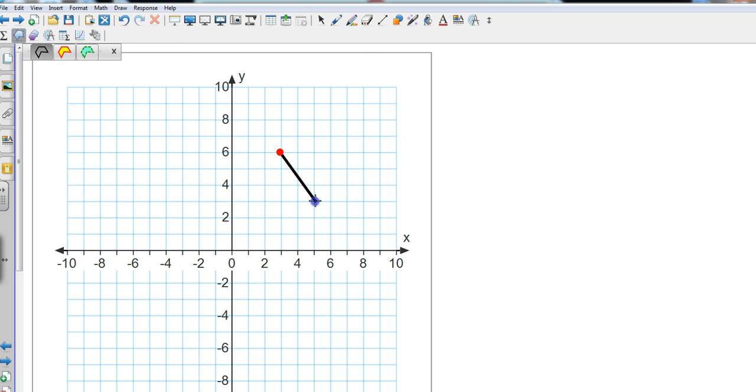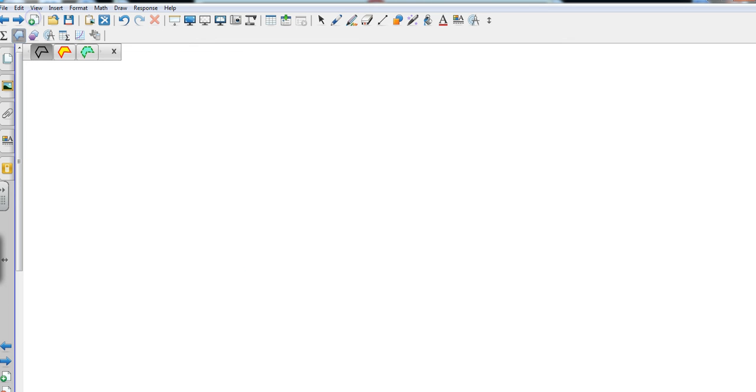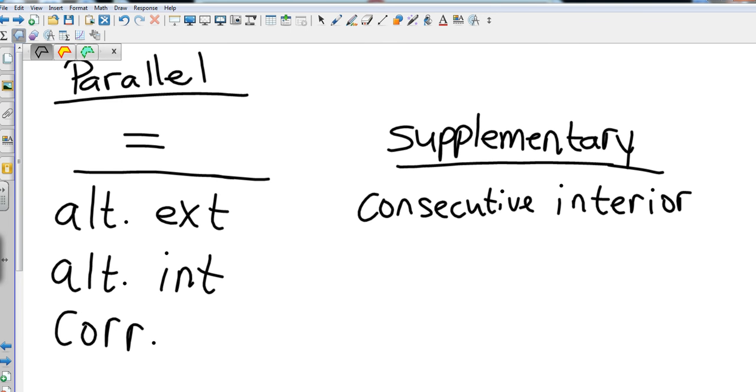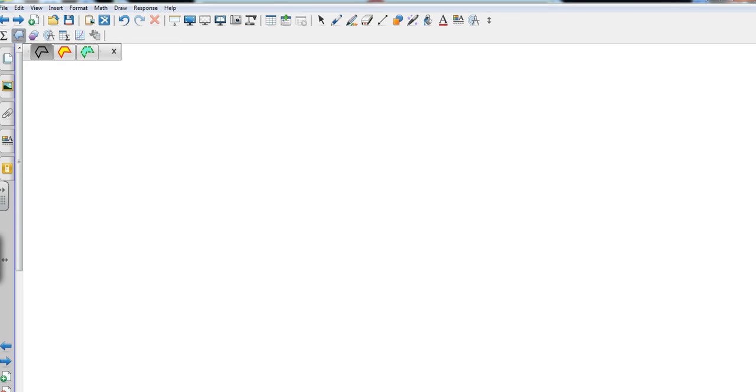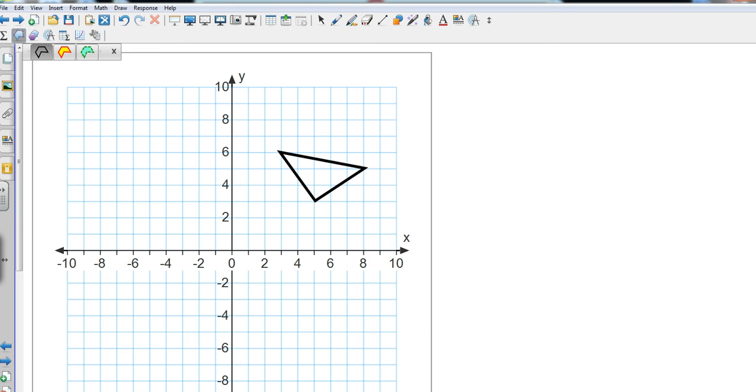here, just like that. Sorry, I had some other stuff on there from the previous part of the day. Okay, so let's call this A, B, and C. And so to start off with, we're going to reflect it through the x-axis.